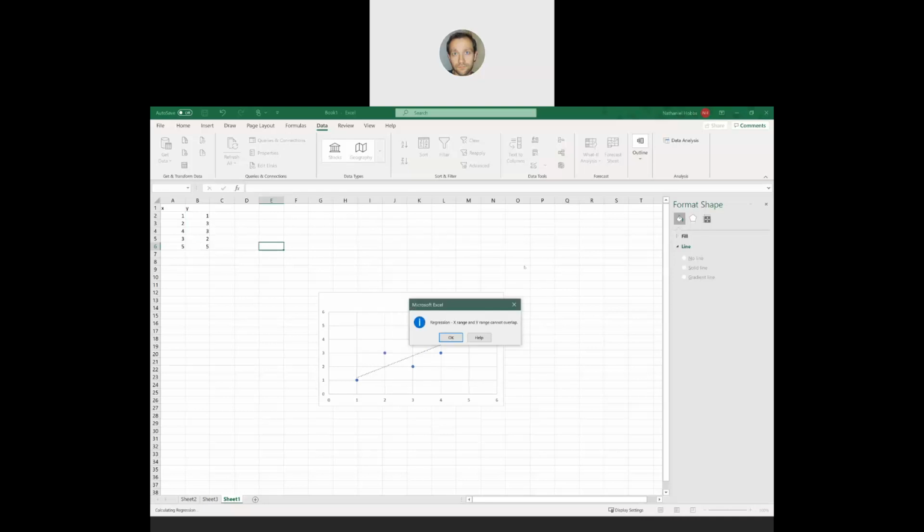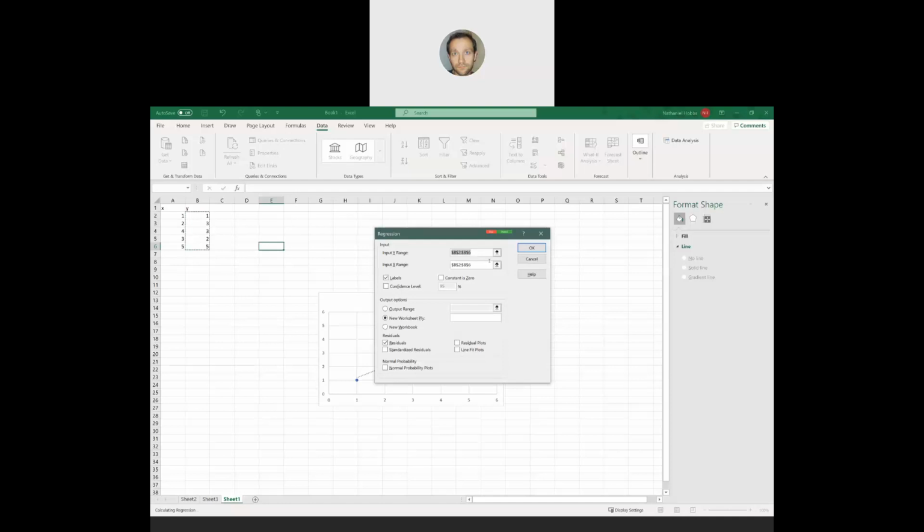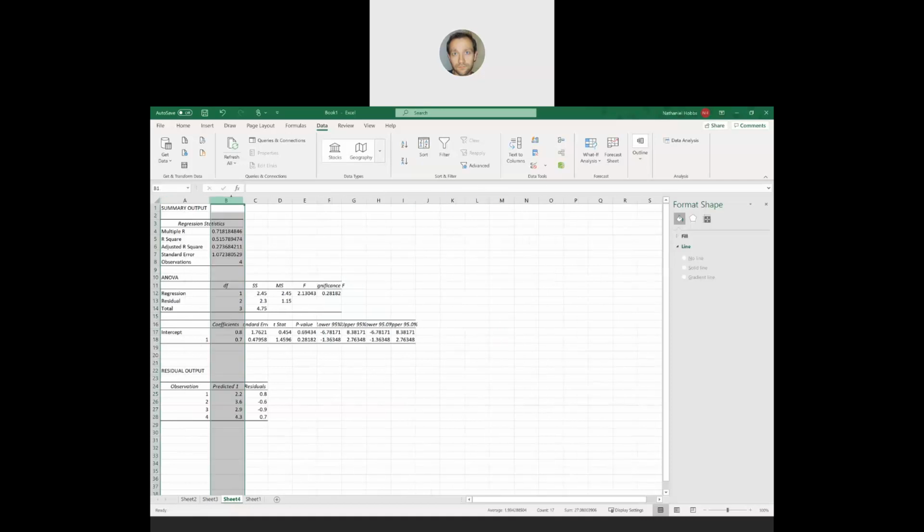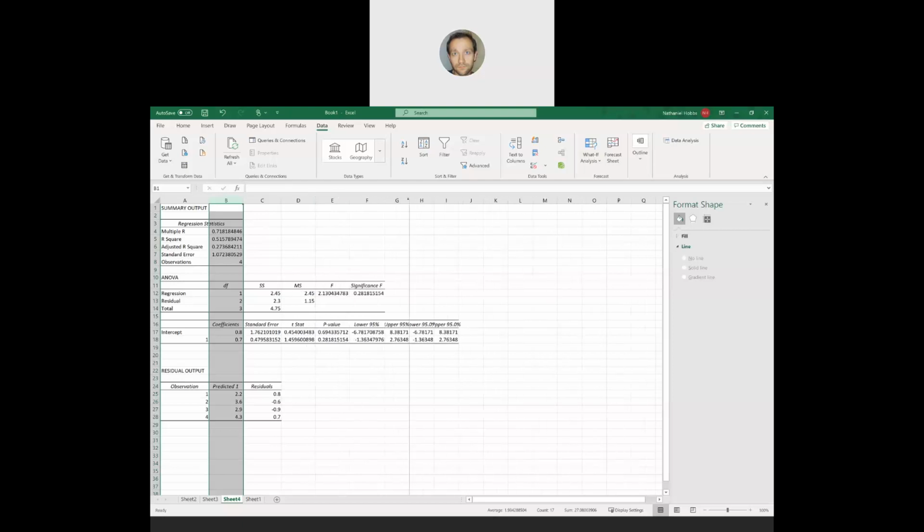Click OK. Oh, what did I do wrong? Oh, I see. The X range I chose wrong. There you go. There's that data. It scrunches this, so if you double click on these edges, it will expand to the widest thing. I like that better. I think it looks cleaner, but whatever.